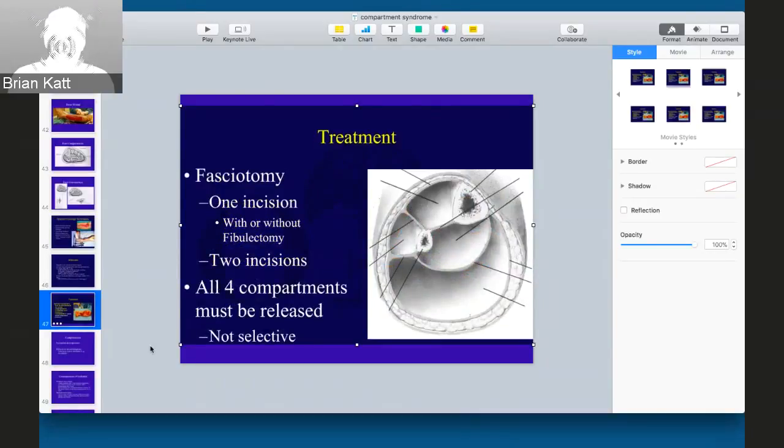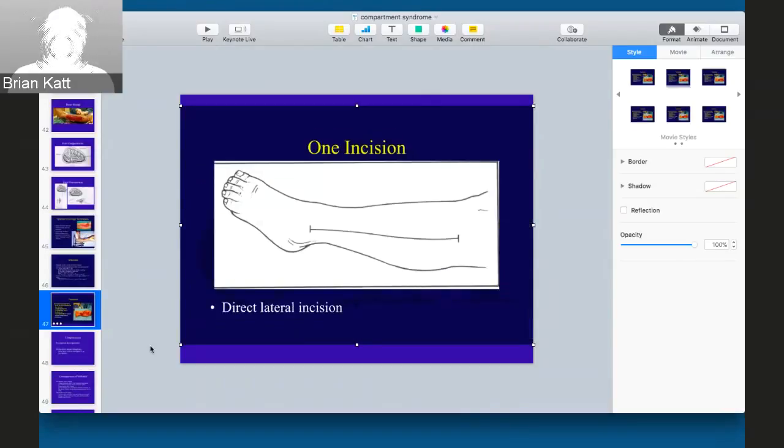So here's a cross-section of the lower leg. Now, essentially, there's 2 ways to do a 4-compartment fasciotomy. You can do it with a single incision, or you can do it with 2 incisions. Personally, I usually do it with 2 incisions, but one way or the other, you have to release all 4 compartments. Typical case of acute compartment syndrome in the lower leg.